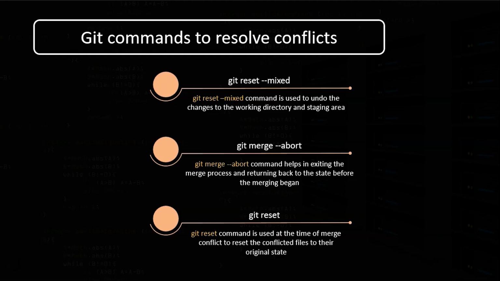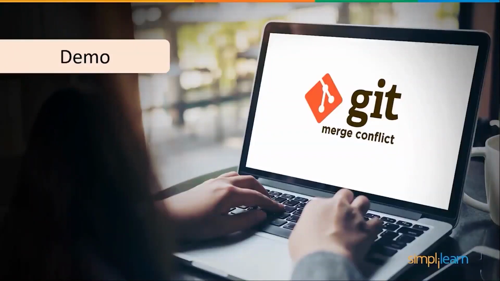So these are a couple of commands which we can use to resolve merge conflicts in a Git repository. That was what we were trying to understand: what exactly Git merge is, how Git merge originated, how merge conflicts get created, and how we can resolve them. Now let's go for a proper demo so that we can understand how exactly Git merge conflicts really work and how we can resolve them.